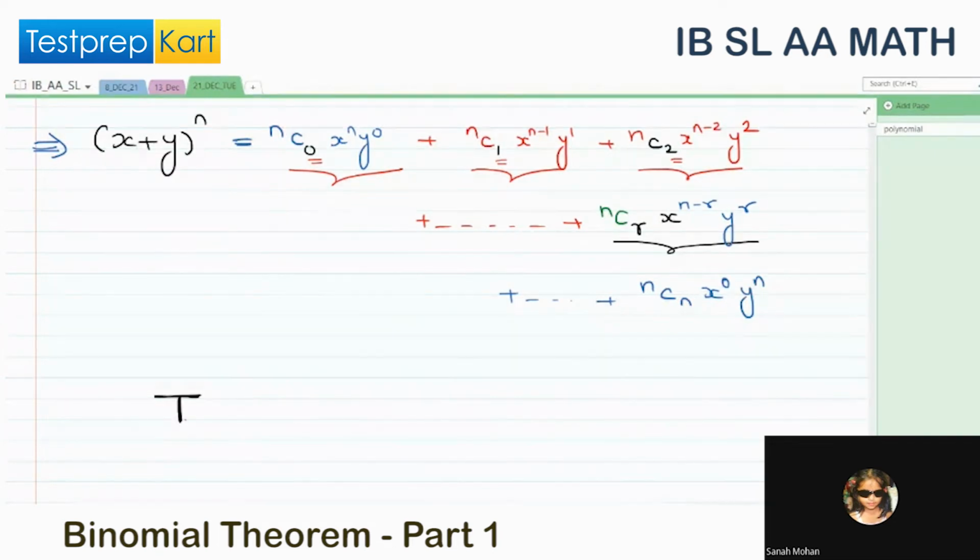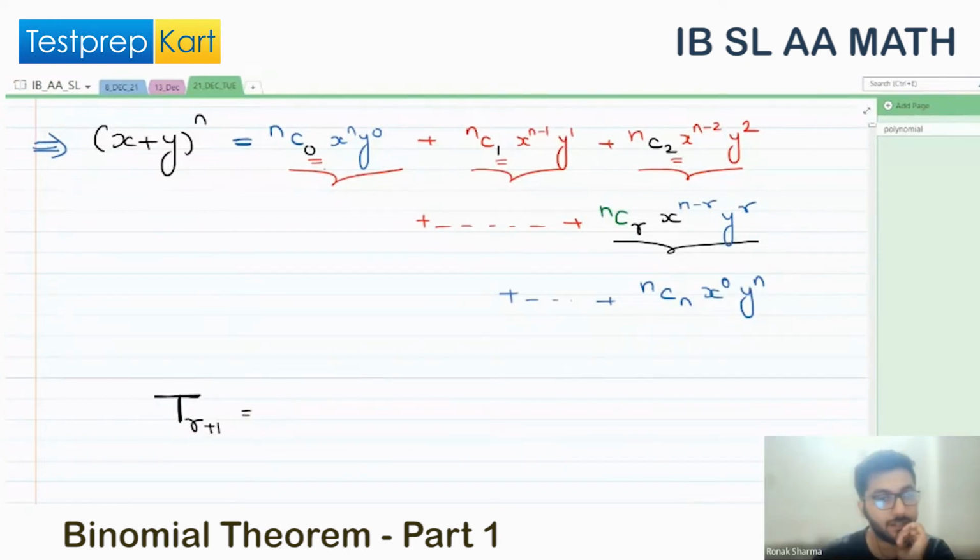First term 0. Second term 1. Third term 2. So which term will this be? R plus 1 at term. See the pattern, okay? I'm not saying this through some background information. I'm just observing that the first term is having 0, then 1, then 2. So we're having 1 less than. So if I'm having R, which number of term is this? This is R plus 1th term.